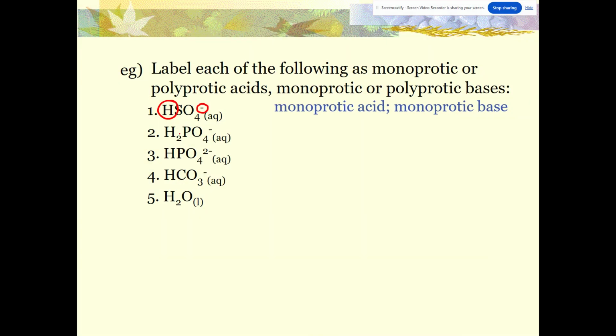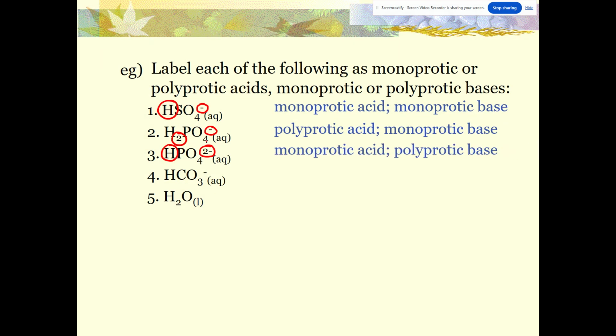The second one, as an acid, has 2 donatable hydrogens, so it's a polyprotic acid, but as a base it only has a -1 charge. So it's a polyprotic acid and a monoprotic base. Next, we have the hydrogen by itself, only 1 hydrogen, so it's monoprotic. And as a base, it has a 2 negative, so it's polyprotic. So it's a monoprotic acid and a polyprotic base.